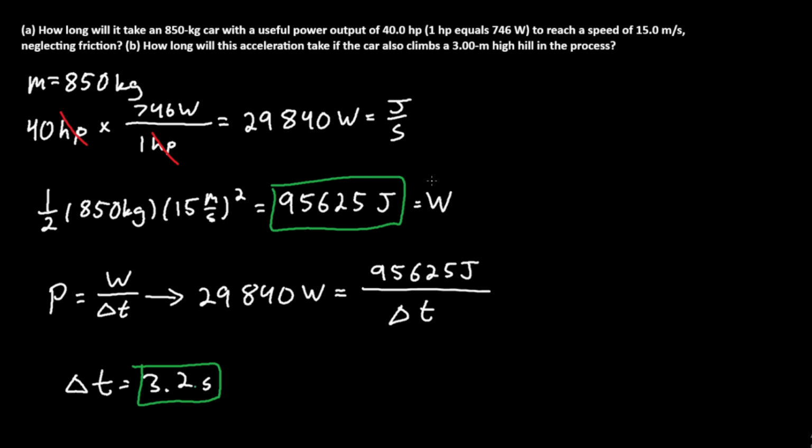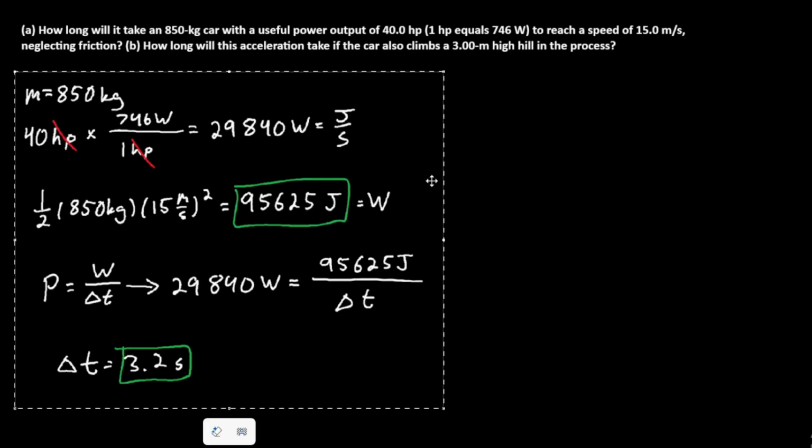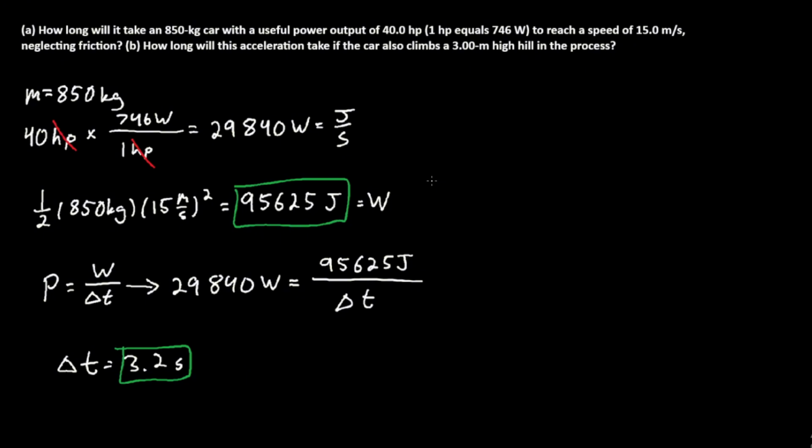So in 3.2 seconds, a car with 40 horsepower can reach a speed of 15 meters per second. Now, in reality, you're not going to get 100% efficiency in this case, so you probably need more power. But let's solve for part B.